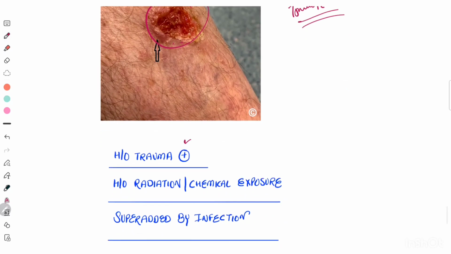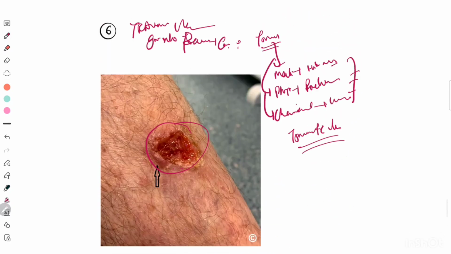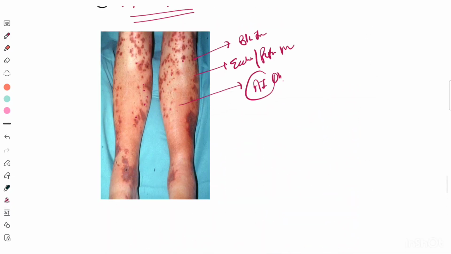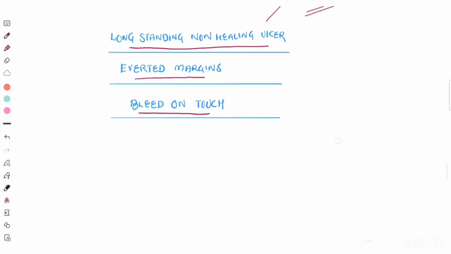So there can be a history of trauma, radiation, or chemical exposure, which is superadded by infection and converted into a non-healing ulcer. So these are the differential diagnoses for a non-healing wound of the lower limb.